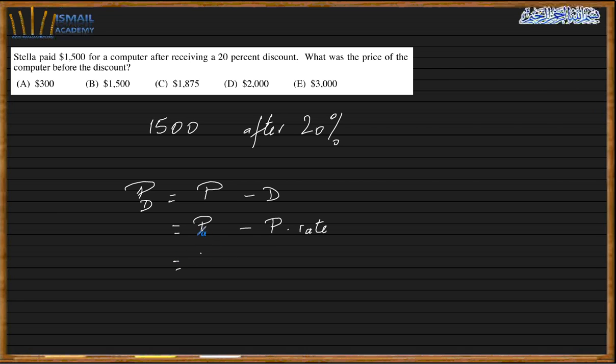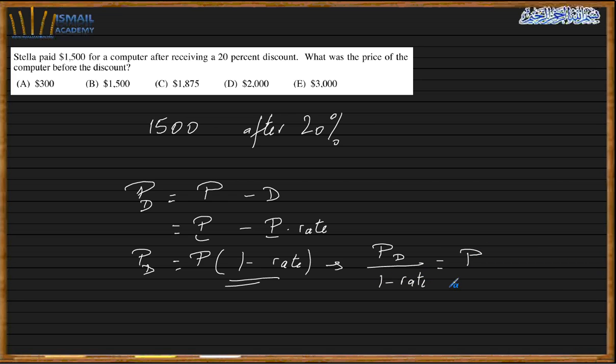So here the common factor is the price before the discount, times 1 minus the rate. So the price after the discount is the price before the discount times 1 minus the rate. If I want to find the price before the discount, I divide by this expression. So price after discount over 1 minus the rate will give me the price before the discount. Now if I plug in all the information, 1500 over 1 minus 0.2 equals the price before the discount.